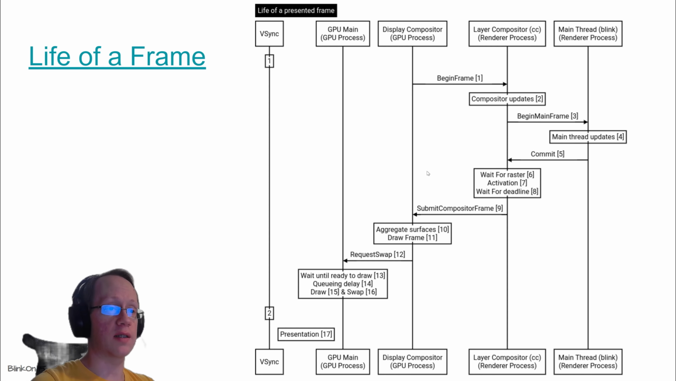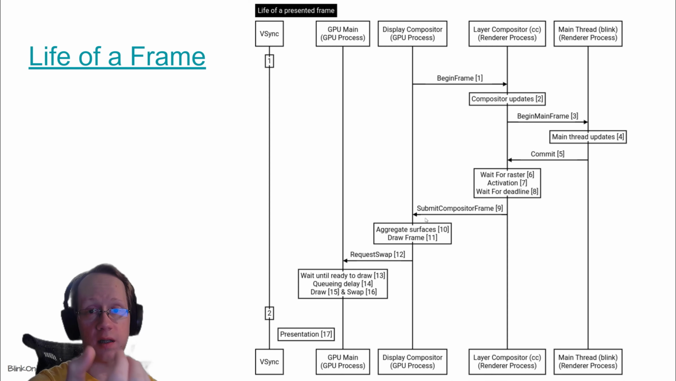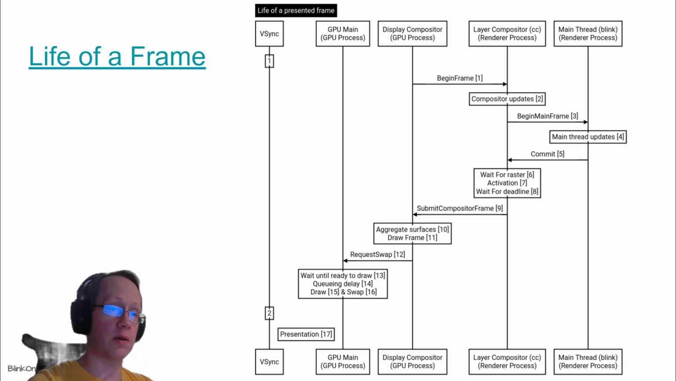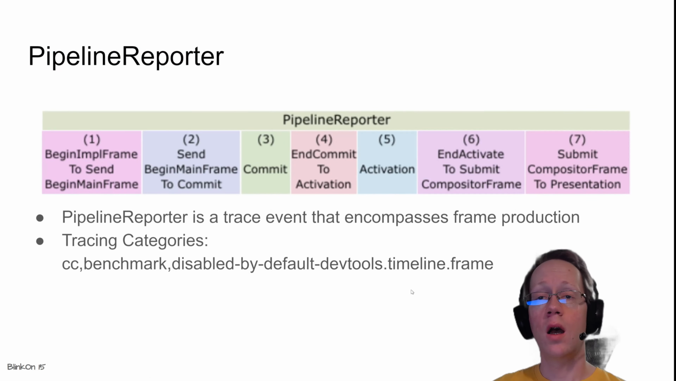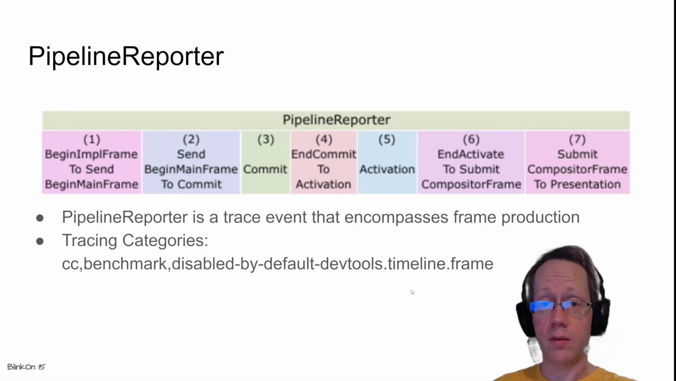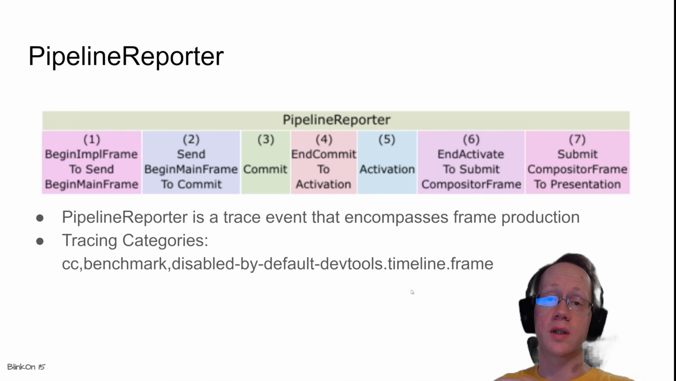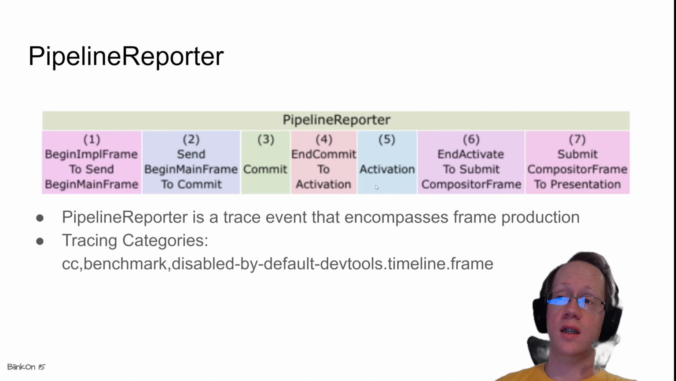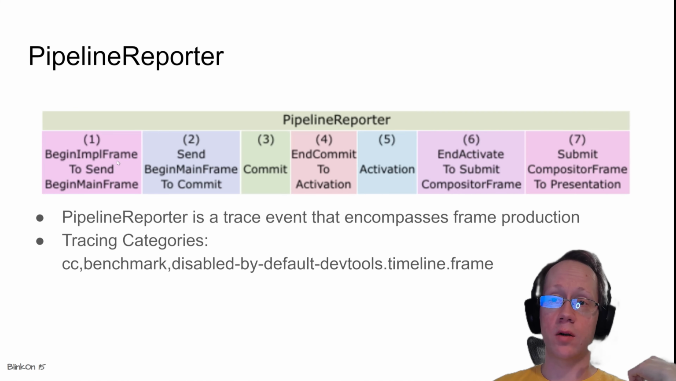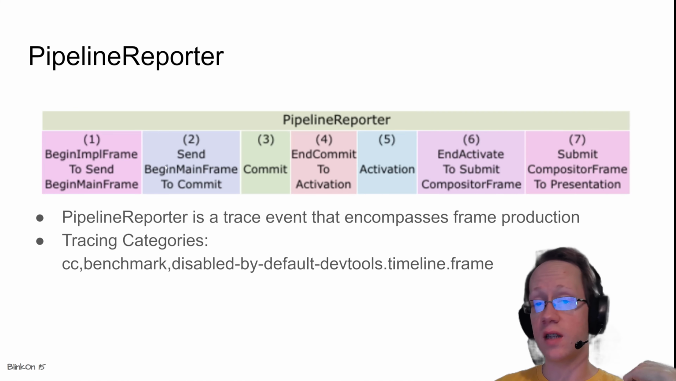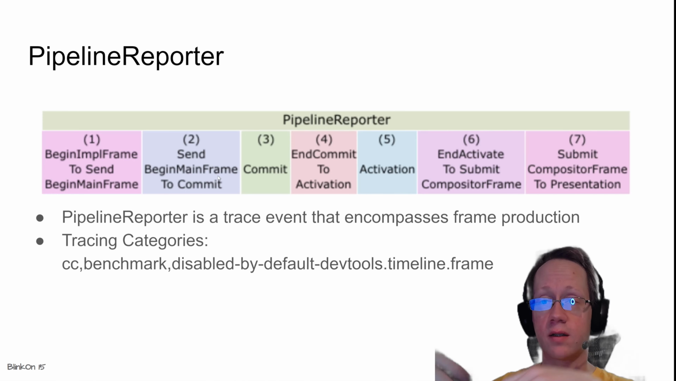The GPU process takes the aggregated surfaces from the different renderers, such as the main frame, various iframes, as well as the compositor surface from the browser's top UI controls, and puts this together for what's actually displayed out to the physical GPU. All of this is encompassed in the pipeline reporter. This is the central trace event that we're going to be talking about today. As you can see, visualized left to right here, the pipeline reporter encompasses all the different segments of the life of a frame that normally cross multiple processes and threads.